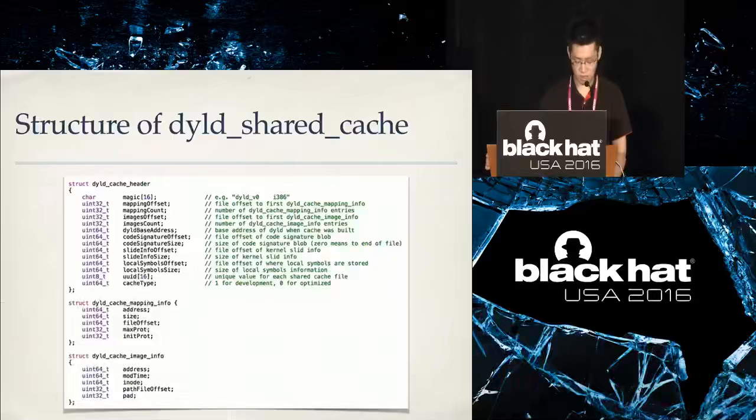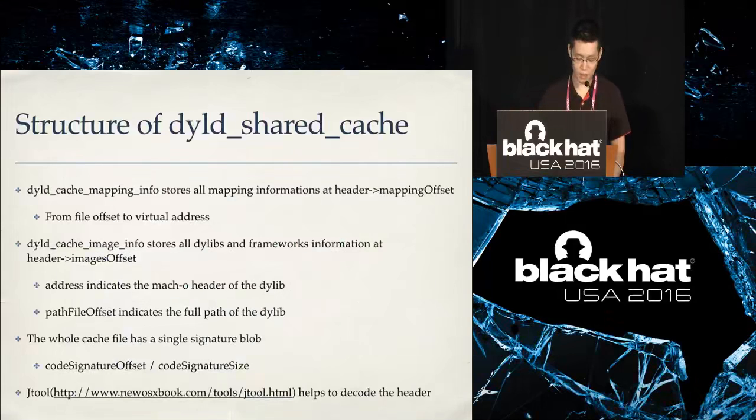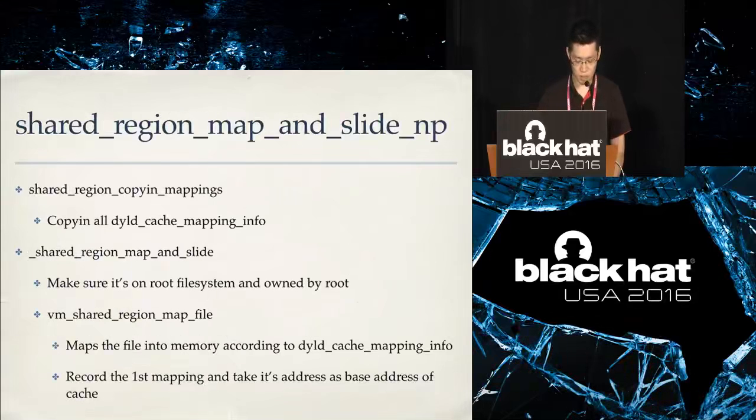And the images offset points to an array of image information. Image information is basically used by the linker, DYLD, to know which library is mapped at which address, so it can locate the library. Anyway, this structure is very simple, and if you are lazy, you can just use jtool2, which actually supports decoding the header of the shared cache. So let's move to the kernel part.